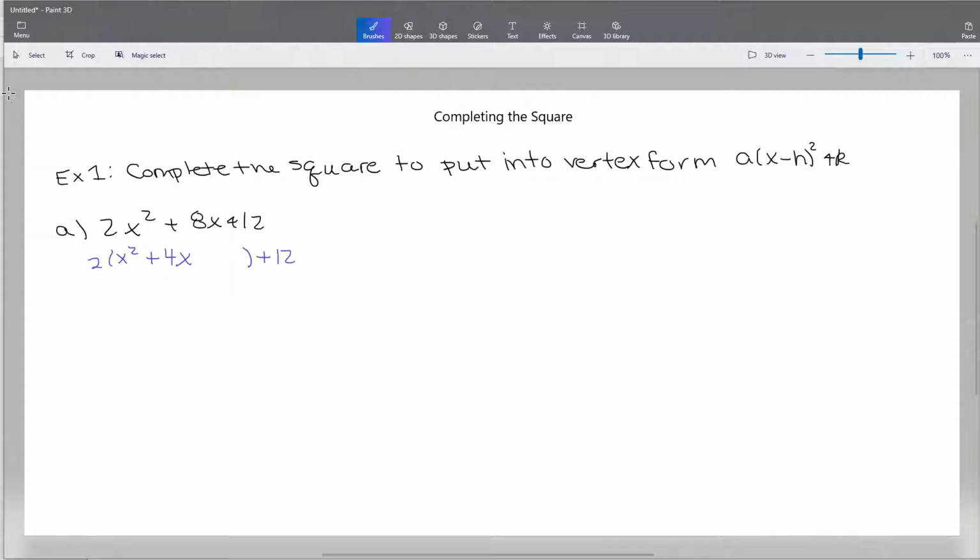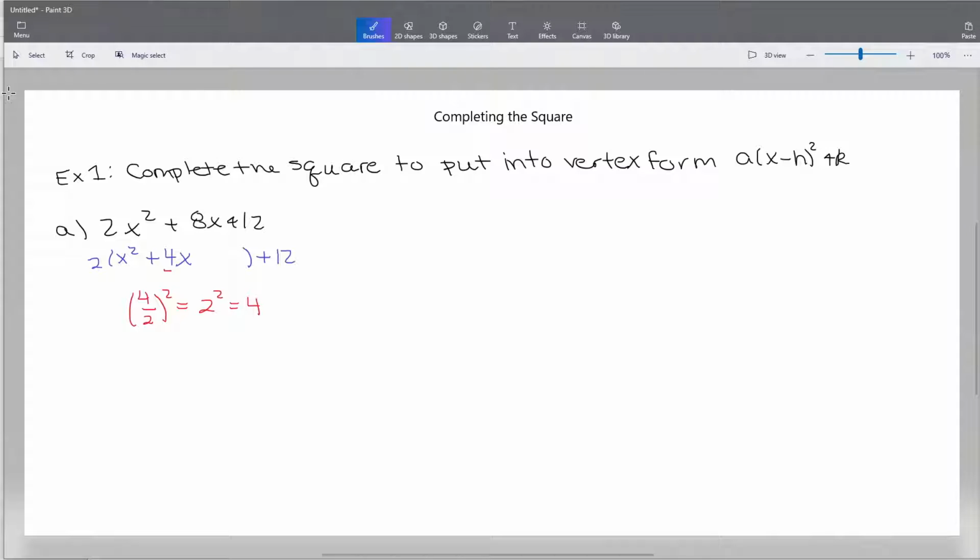Okay, then we need to decide what number we're going to add in here. So just like before, we're going to take the coefficient of x, we're going to divide it by 2, and then we're going to square it. Okay, so this 4 divided by 2 is 2. 2 squared is going to give us 4.